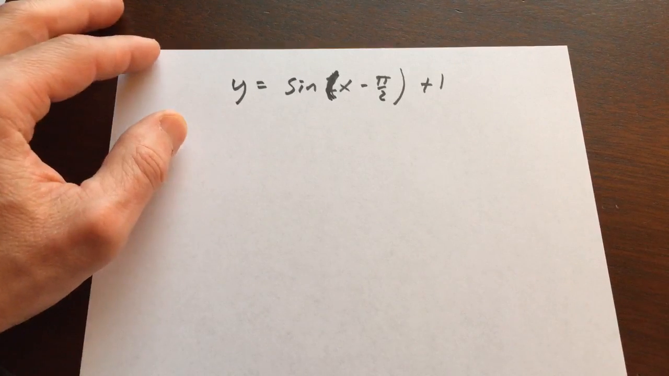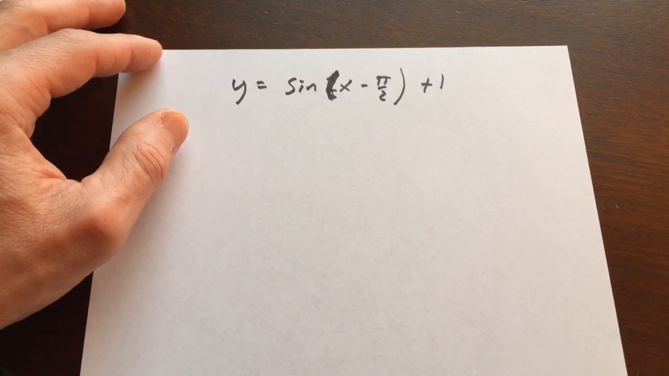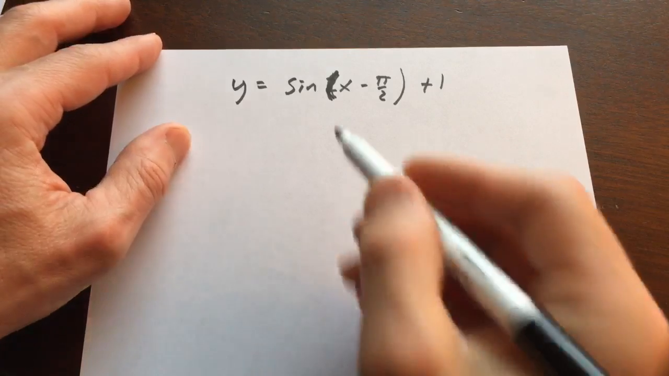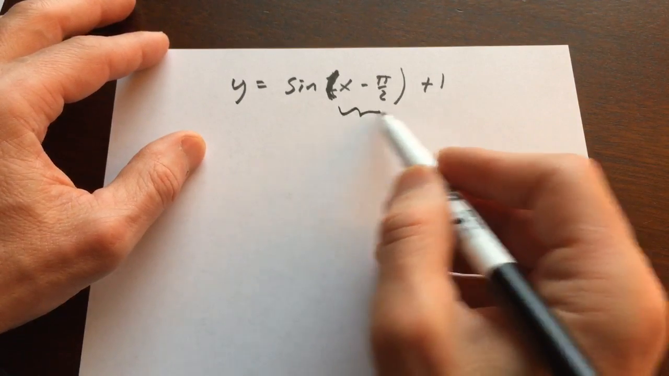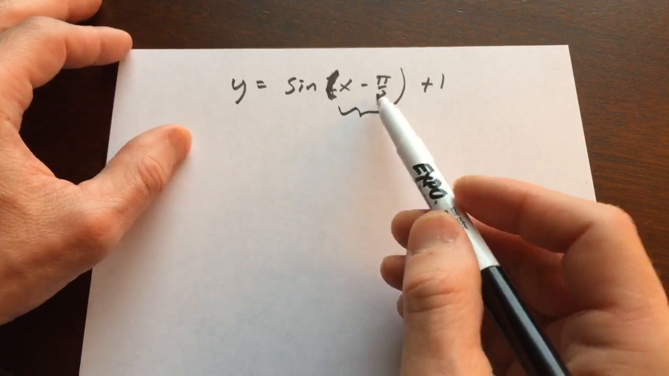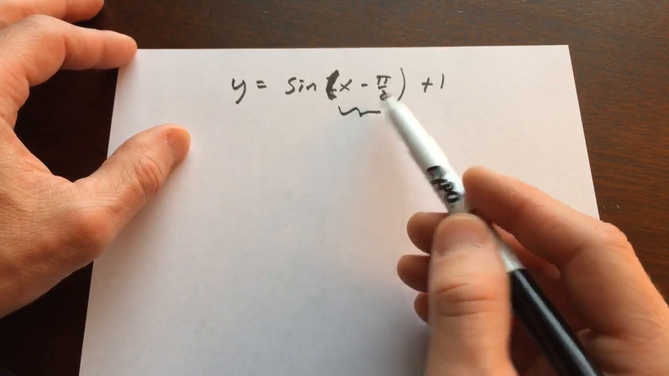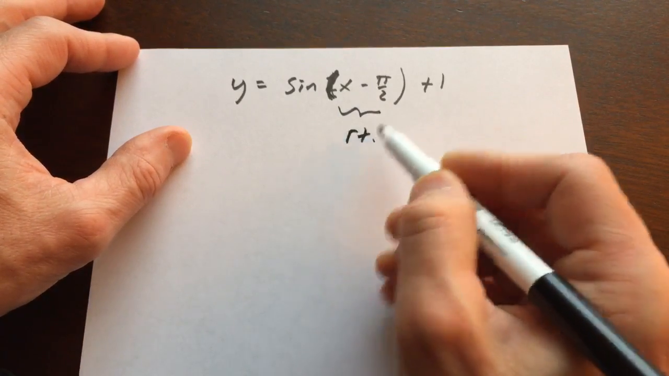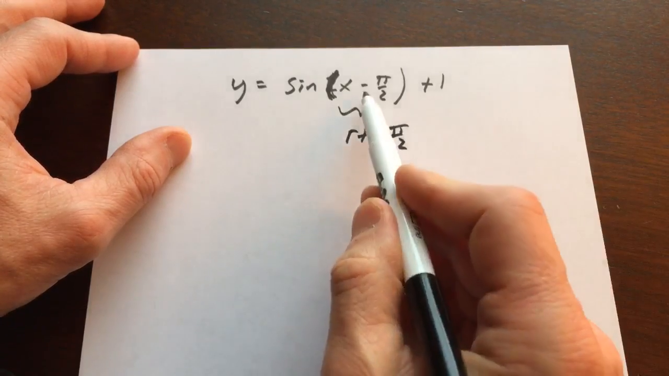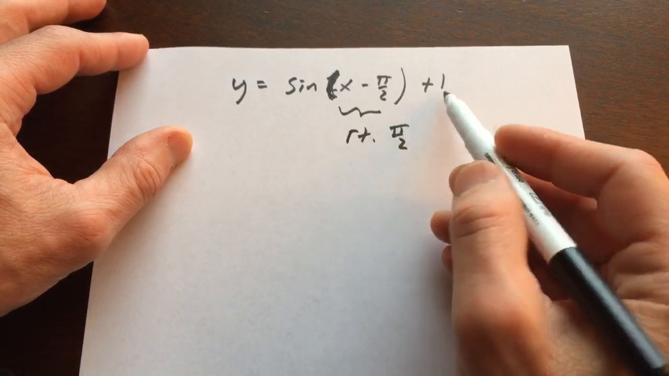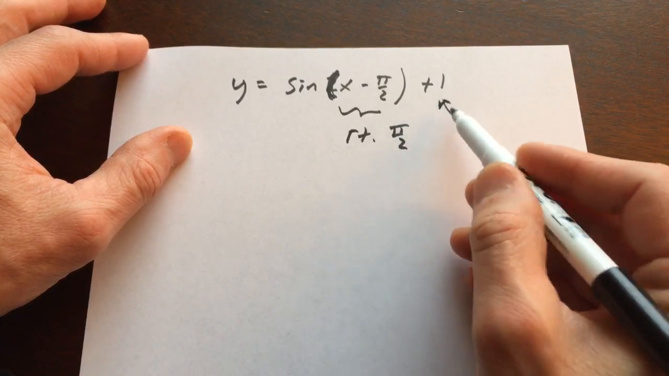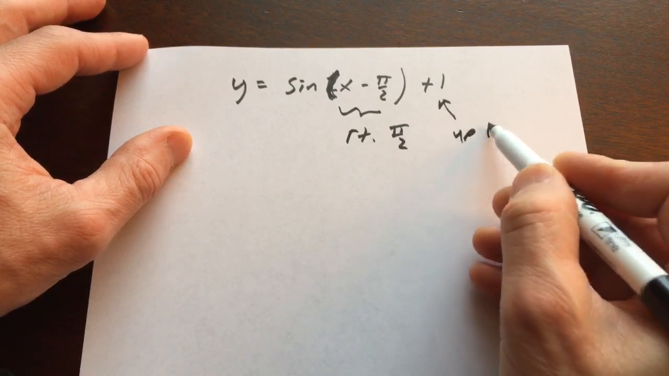So basically what we have is this. The number that's grouped with the x, that's shifting the graph in the x direction. But the thing is that it's actually having the opposite effect. So the minus pi over 2 is actually shifting it right pi over 2. If this was plus pi over 2, then it would shift it to the left, right? And then the plus 1 is affecting the vertical shift. This is shifting it up 1.